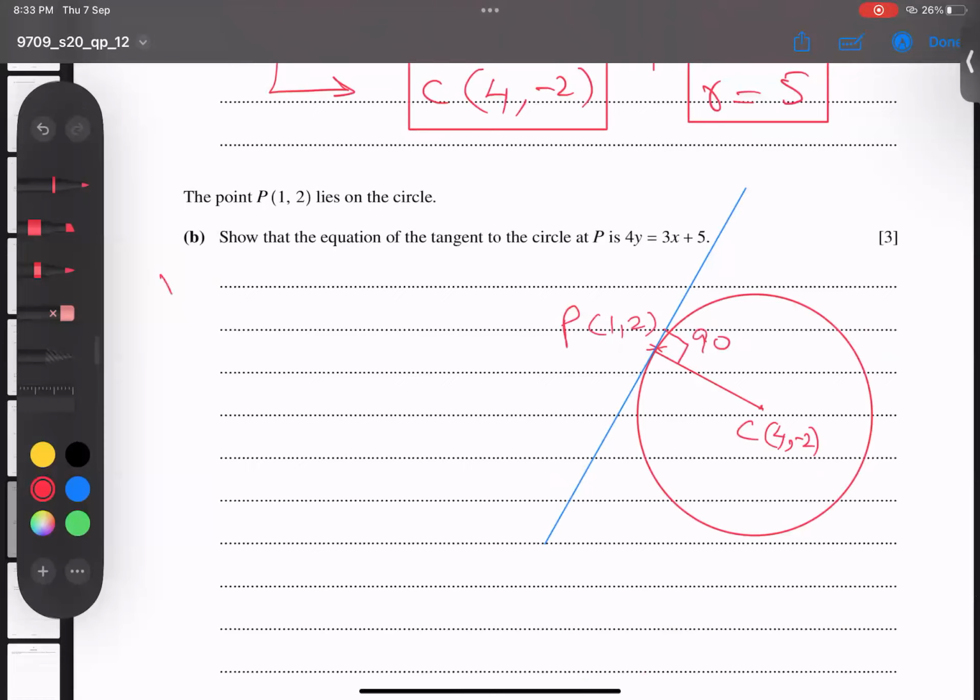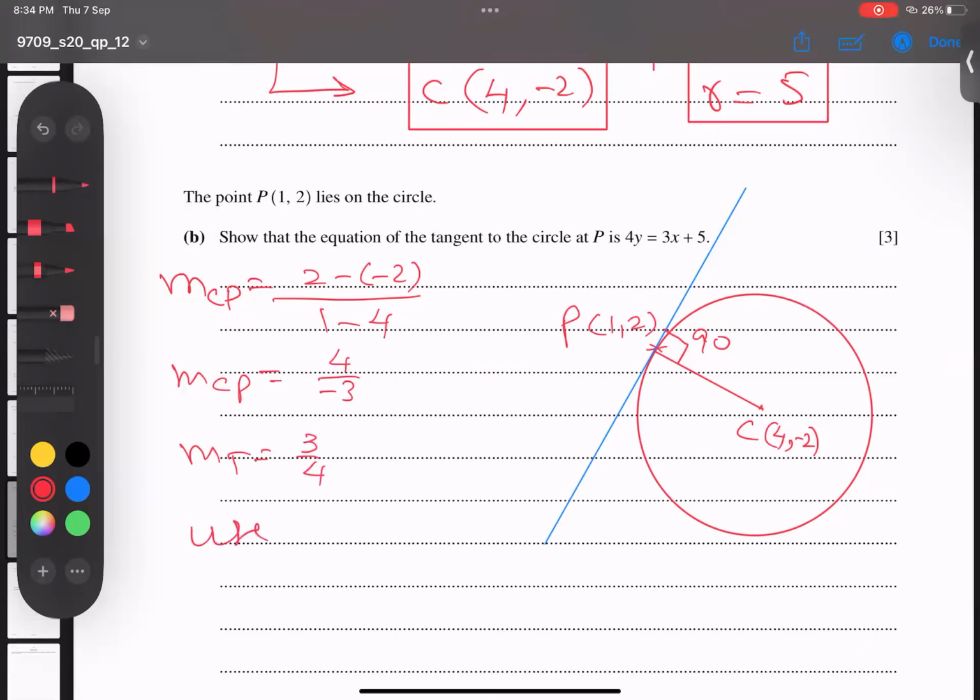First of all, I'll find the CP gradient, which is very easy. y2 minus y1 over x2 minus x1 gives 4 by negative 3, which you can also say as negative 4 by 3. But I don't need this gradient, I need the tangent gradient, the blue line. The tangent gradient is naturally the negative reciprocal. You flip it, so 3 goes up and 4 comes down, and flip the sign to plus. So 3 by 4 is the gradient of the tangent.